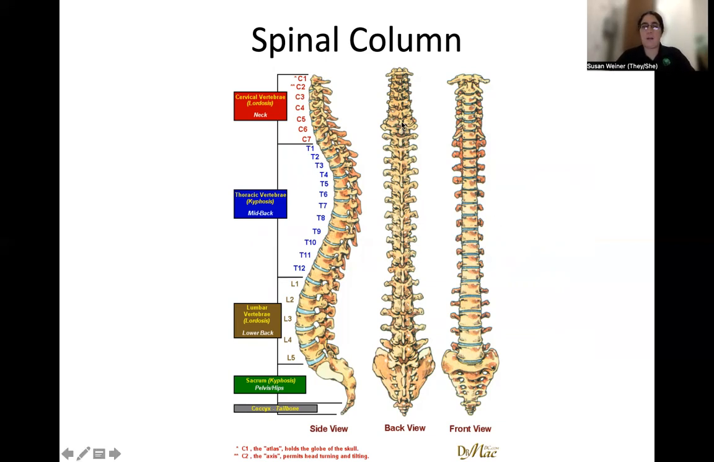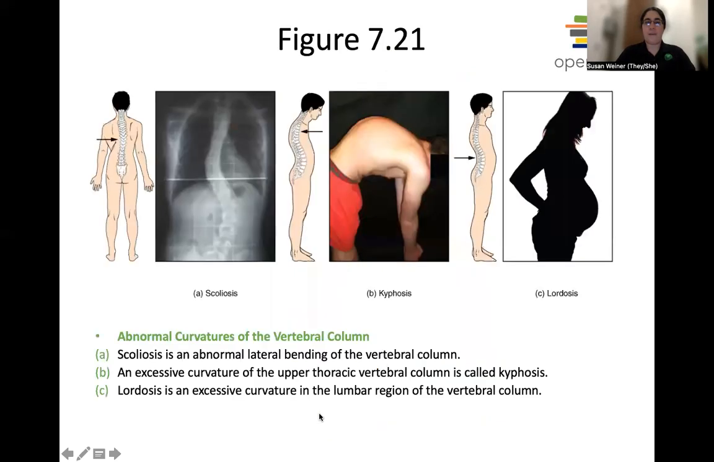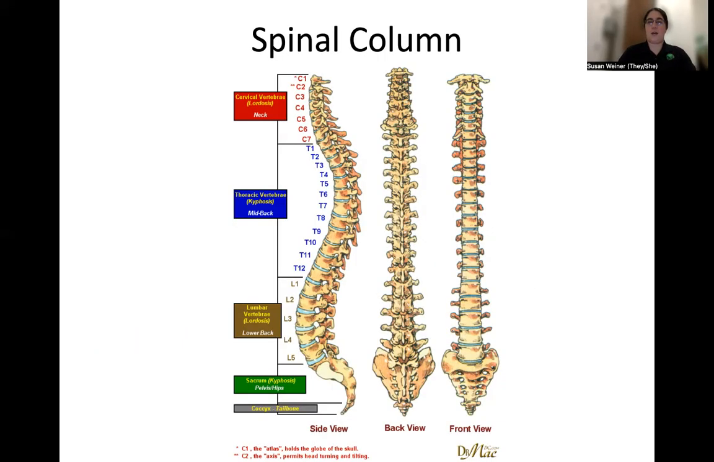So in the spinal column, we divide the spine into different sets of vertebrae. So we have the cervical vertebrae in your neck, the thoracic vertebrae that run down to your diaphragm, the lumbar vertebrae in your lower back, and then the sacrum that is part of your pelvis, and then your coccyx, your tailbone at the very end. Now, these sections have specific curvature that is important for holding us upright.